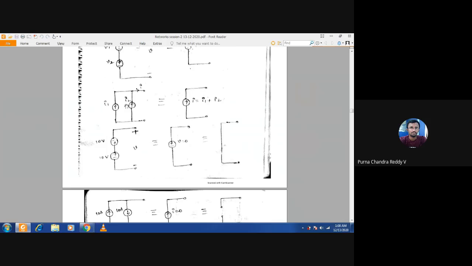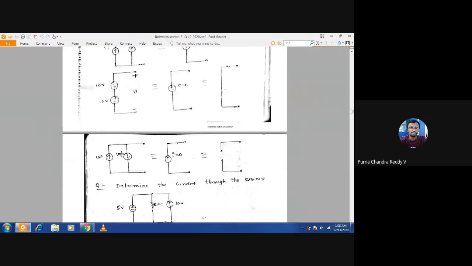Now, apply KCL at this node and tell me what I is equal to. I1 plus I2. So, minus I1 minus I2 plus I is equal to 0. Suppose when you put downward direction here, what is this I equal to? Minus I1 minus I2. Minus I1 minus I2, very good. Okay, so similarly you can see this kind of circuits.